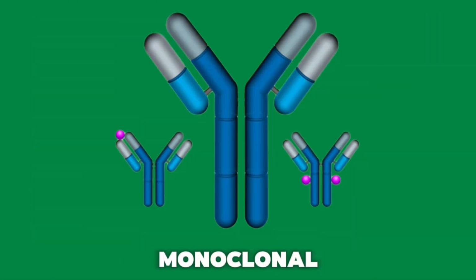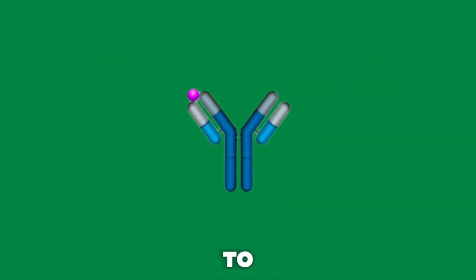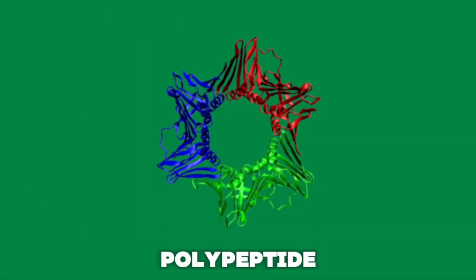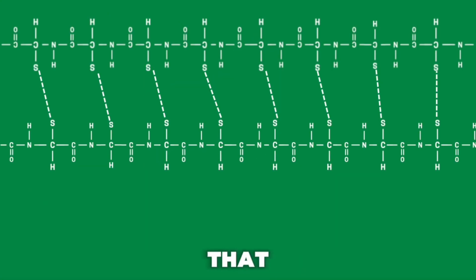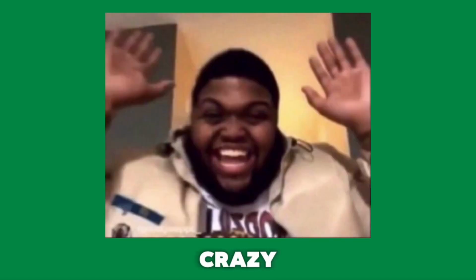Or like monoclonal antibodies. And these guys have 4 polypeptide chains, and their structure is adapted to carry bacteria. It's pretty cool. And of course, these different polypeptide chains are held together by bonds that we've just spoken about. So, same concept, but not too crazy, not too difficult.